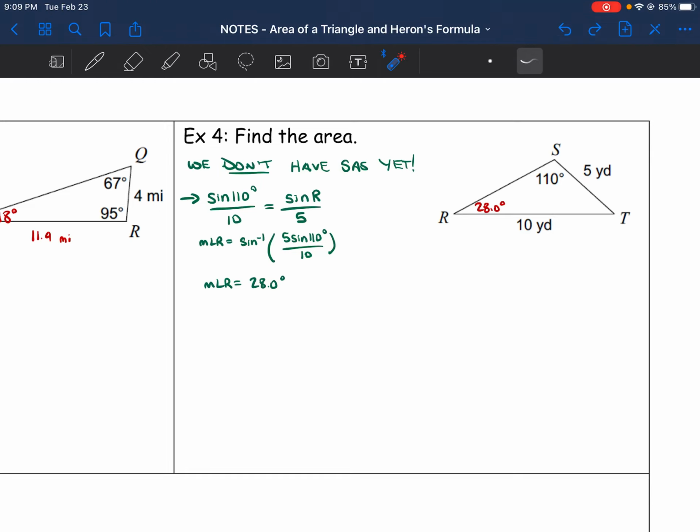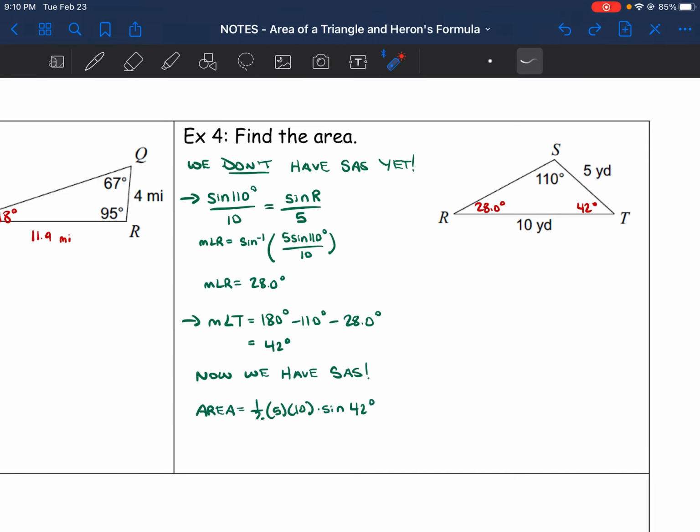Now that we know that angle R is 28 degrees, that means angle T has to be 180 degrees minus these two angles right here. And that gives us that angle T is 42 degrees. And now that we know angle T is 42 degrees, we now have a side and the included angle. So the area of the triangle is going to be 1/2 these two sides multiplied together times the sine of the angle in between them, 42 degrees. And that's going to give us that the area of this triangle is 16.7 yards squared.